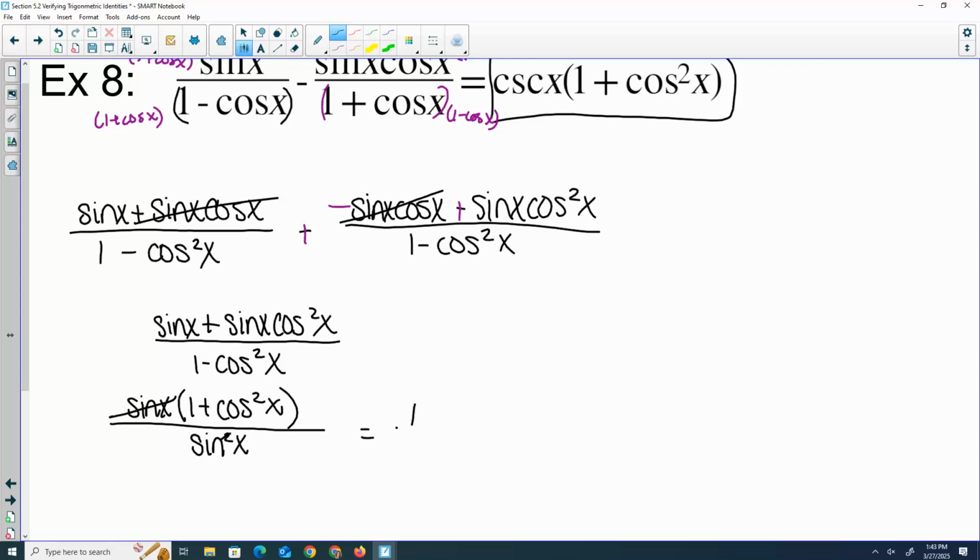you need to think of it like this. We have a 1 over sine times the 1 plus cosine squared. So that is our cosecant x.